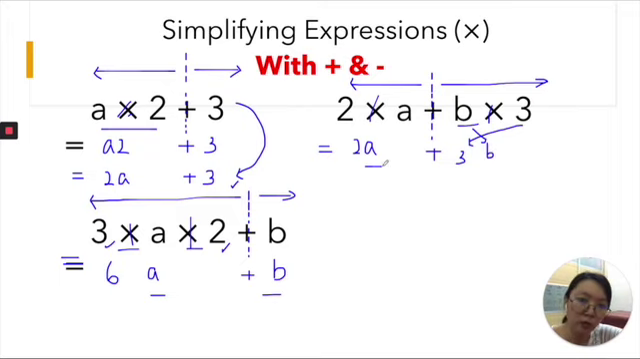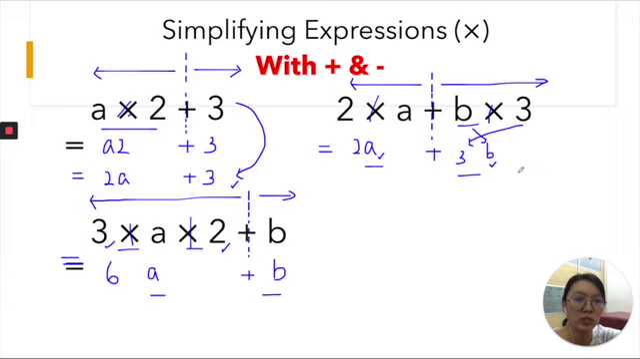Next, I have 2a plus 3b. Now no more times, only plus. Last week, let's see whether we can simplify it. 2a, 3b, are they like terms? Look for the alphabet. A and B, they are different. So no more. 2a plus 3b is the simplified one.